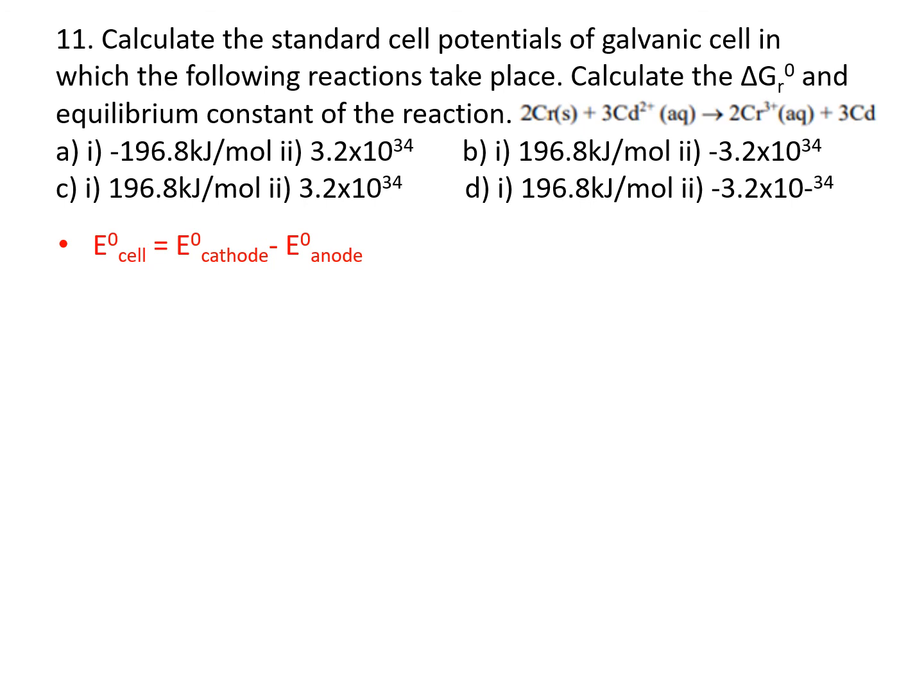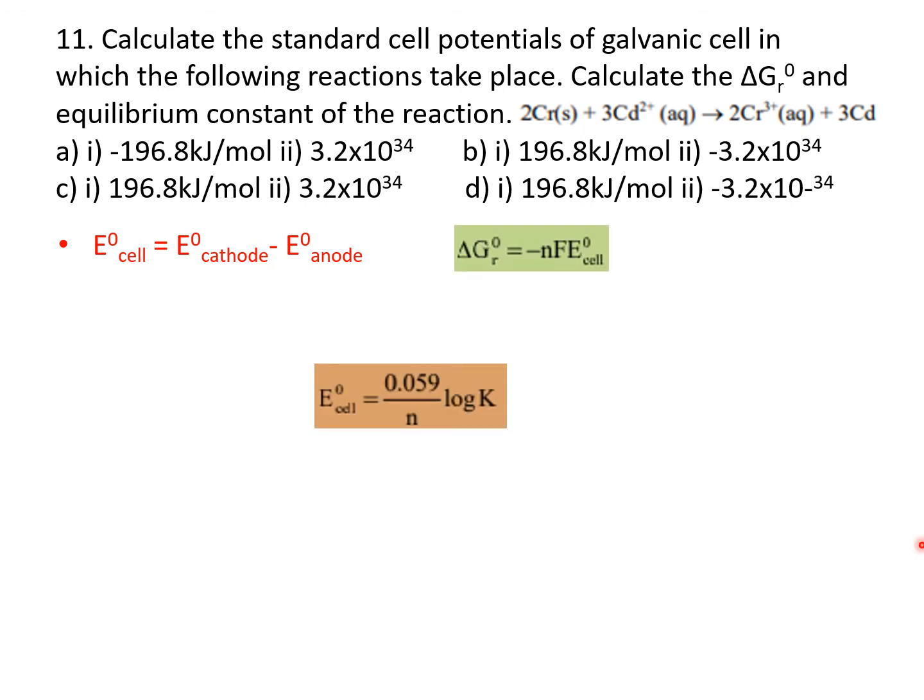For Gibbs free energy, we need to know the formula. Gibbs free energy is equal to minus nFE naught of the cell. n is the number of electrons, F is Faraday's constant, and E naught of the cell is the cell potential. And for the equilibrium constant, just now we saw the formula: E naught of the cell is equal to 0.059 divided by n log K.